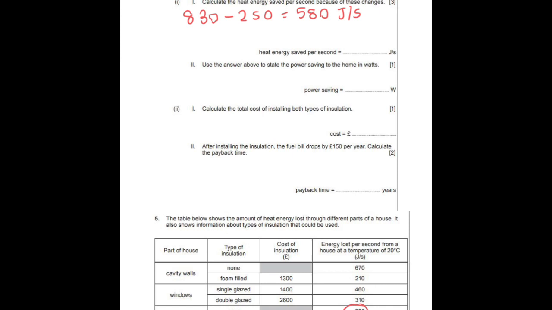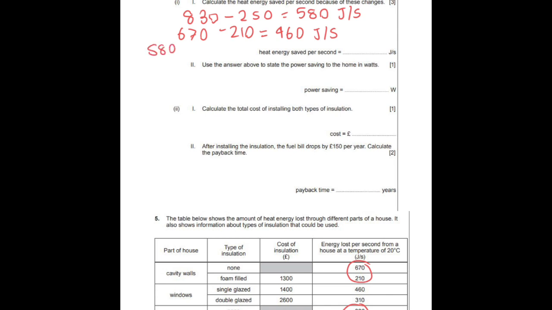Your second mark would be for looking at the foam insulation. So this time we're looking at these two numbers. So we're doing 670 take away 210, which gives us 460 joules per second. So that's how much you would save by that. And then finally, it's asking you in total how much is saved. So we're just going to add those together.